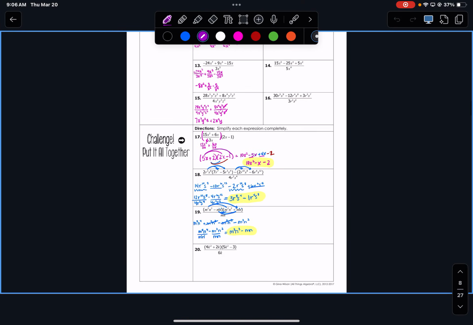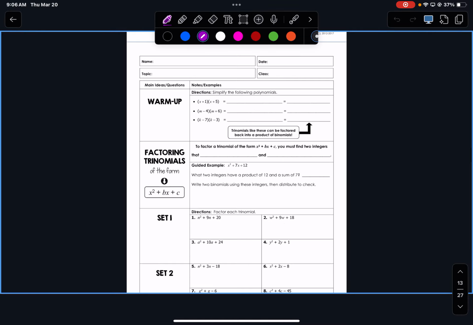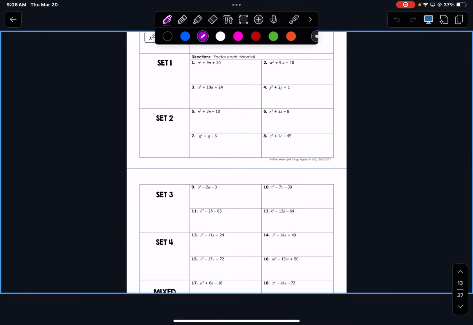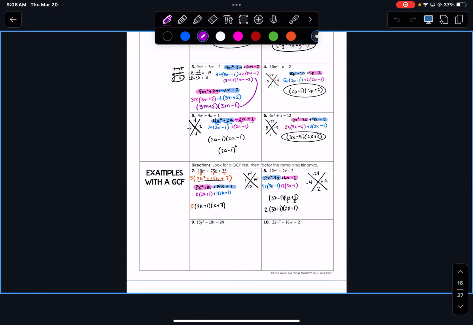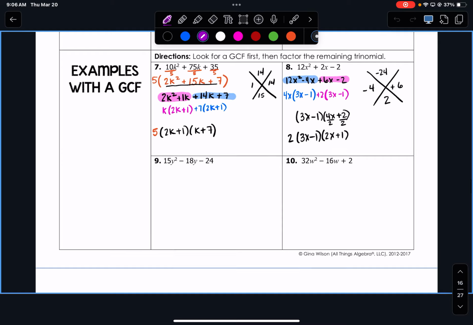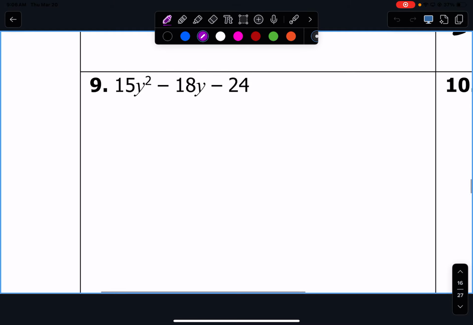All right, so we are going to start by looking at the last two problems on 7.4C. Yesterday we started on looking at trinomials. Today we're going to keep looking at trinomials, but we're going to start off looking at number 9. So these are the problems that have a GCF too. For number 9, what is the GCF?